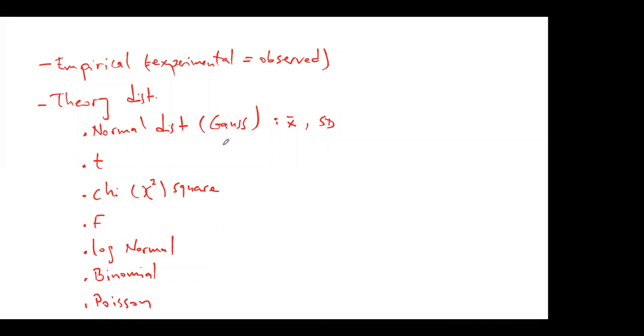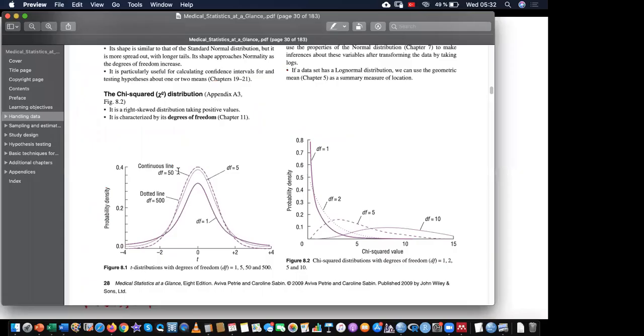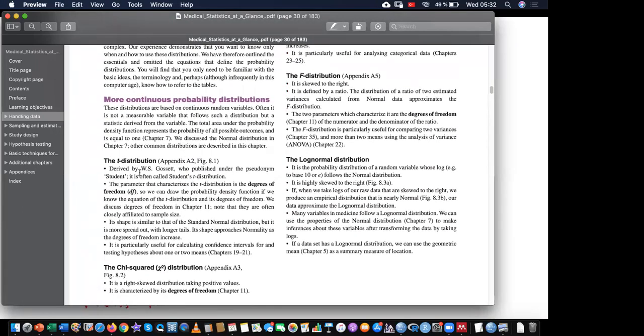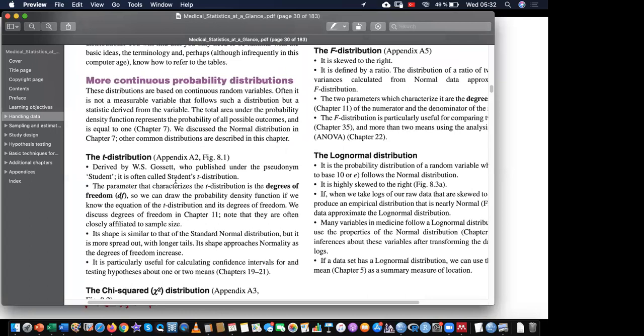So the formula of the probability density distribution of the normal or the Gauss includes the mean and standard deviation. For the t distribution, let us see what it is about. It was invented by a scientist called Gosset. He's Italian, maybe.